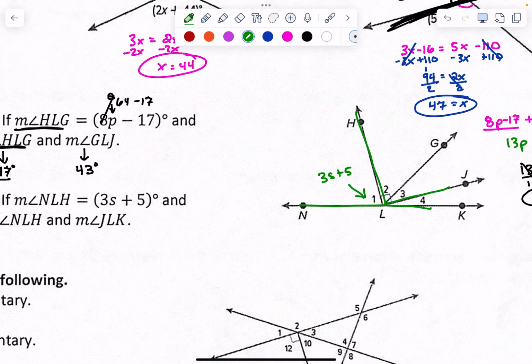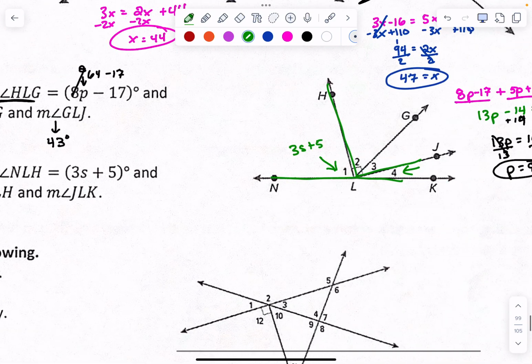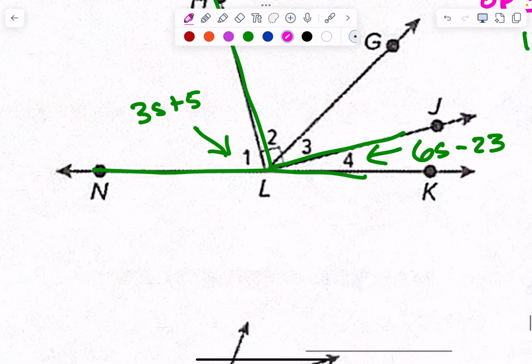Oh, is this one. And that one is 6S minus 23. Okay. Do you see what we're looking at here? We're looking at this angle, this pink one, and this pink one right here. Do they equal each other? No. But they do equal 90? 180.